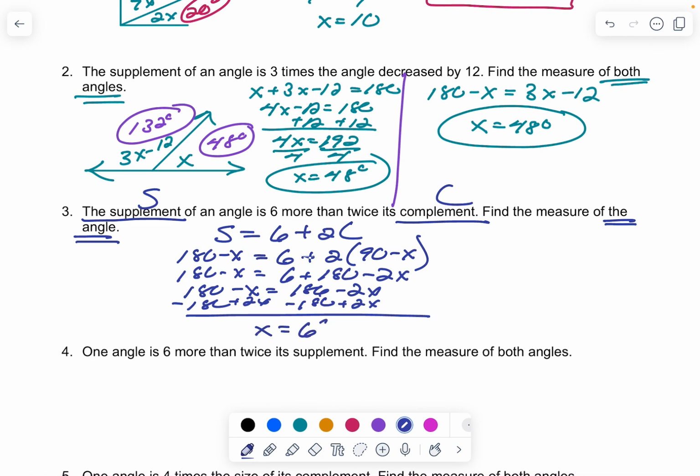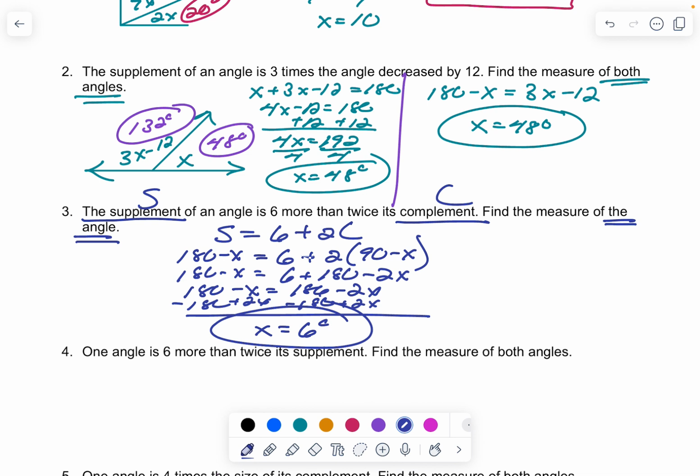X equals 6. I like this problem too because it's kind of a weird answer. It's so small, right? X equals 6, and that is correct. Our answers don't always have to be like 34 or 72. They can be small angles, single-digit angles as well.